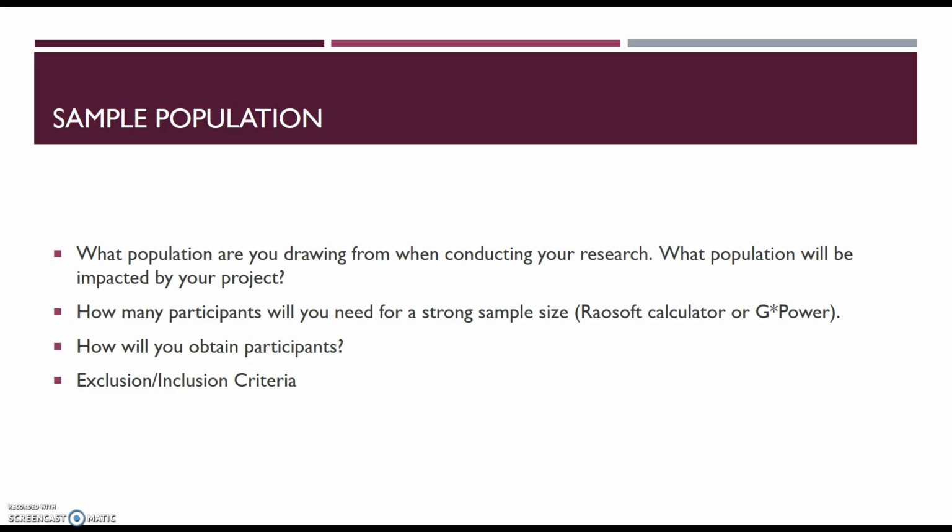So you also want to include the number of participants that you need for a strong sample size. Your book uses the example of G-Power. I have found the RheoSoft calculator to be very easy. It's very straightforward. You just plug in a few numbers and you have your sample size.